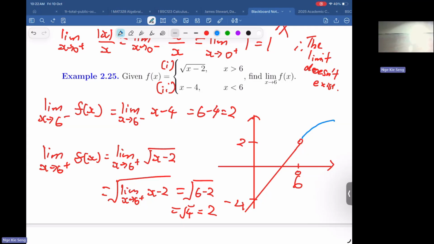Maybe you could ask the question just now, right? Hey, I thought you said this square root 4 could be plus minus 2. Can I choose minus 2? Why can't I choose minus 2?